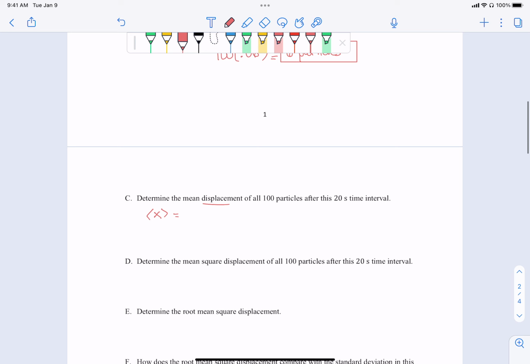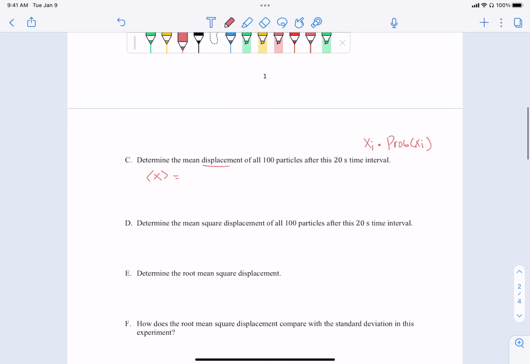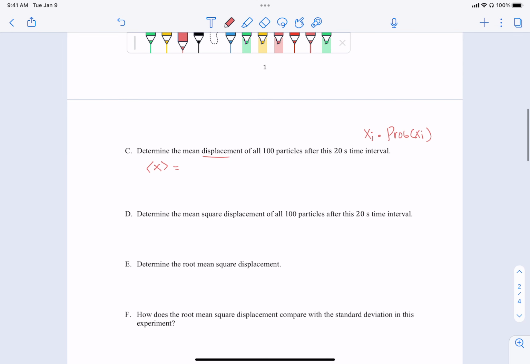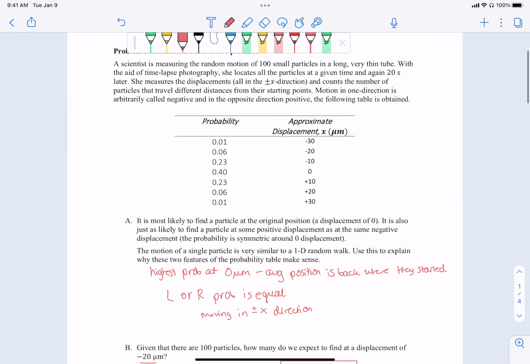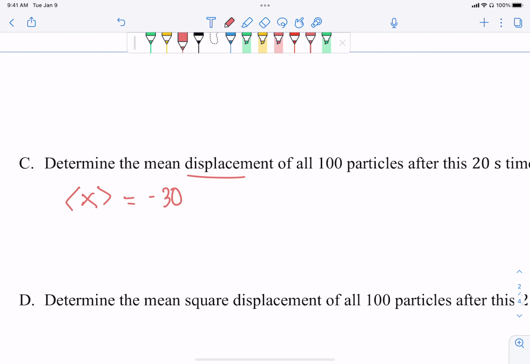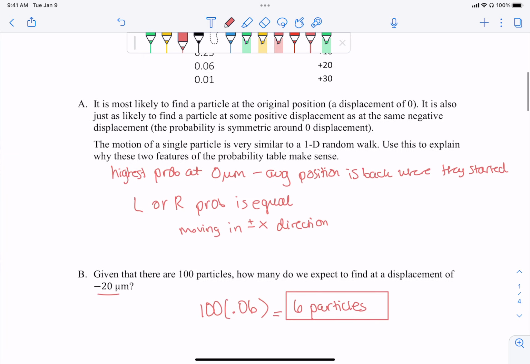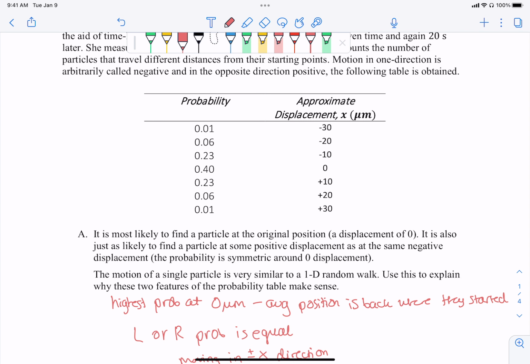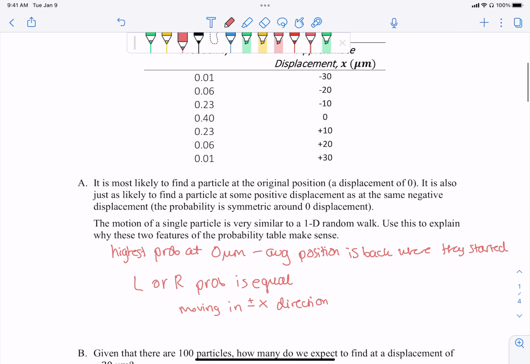So if you remember when we're calculating the average, it's the sum of your x value multiplied by the probability of each x value, and then you add all those values up. So for example, we have negative 30 micrometers. That's a probability of 0.01. So we take negative 30 micrometers times 0.01, and then add that to negative 20 micrometers with a probability of 0.06.